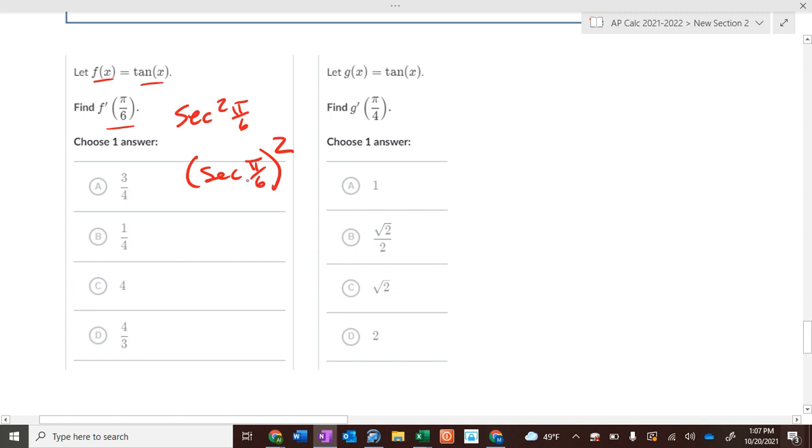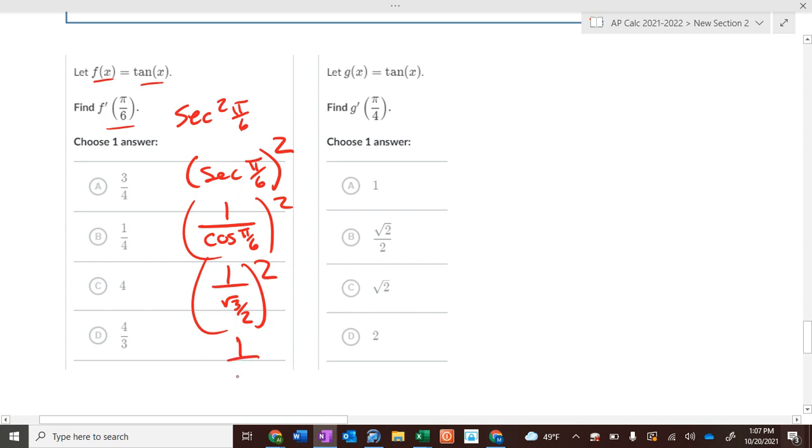Well, what's the secant of pi over 6? You have to look at the cosine of pi over 6, because the secant of pi over 6 is 1 over the cosine of pi over 6. What is the cosine of pi over 6? The cosine of pi over 6 is square root of 3 over 2. So we're squaring this. If you square this, you get 1 over 3 over 4. And if you take the reciprocal of that, that would be 4/3.